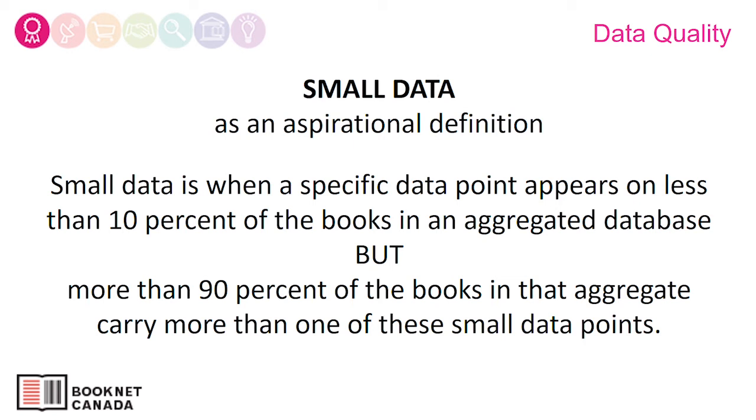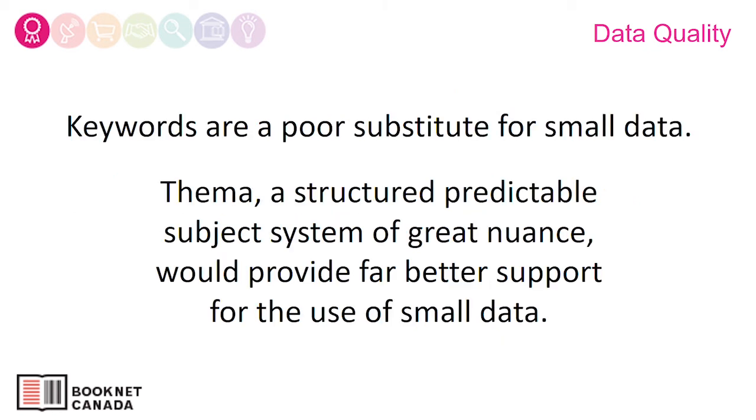And end users only interrogate the data they receive. That's a loop. And it's a loop that can only find data in volume. Data creation and use done that way won't find small data. The little bits that give distinction and meaning that actually drive discoverability, which is what publishers seem to want from keywords. Next slide. Keywords are a poor substitute for small data. Thema, a structured, predictable subject system of great nuance, would provide far better support for the use of small data.